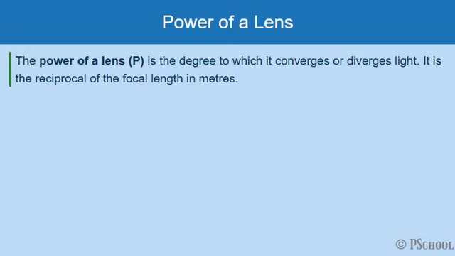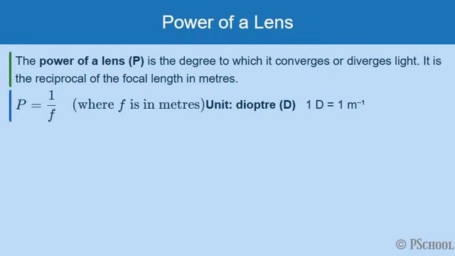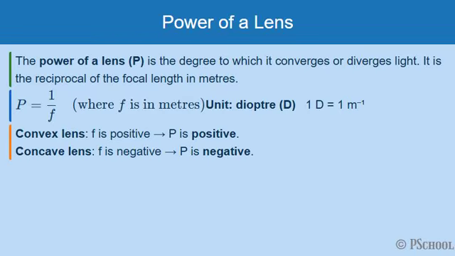The power of a lens P measures the degree to which it converges or diverges light. Power is the reciprocal of the focal length in meters, P equals 1 over F. The unit of power is the dioptre, symbol D. 1 dioptre equals 1 per meter. Convex lens, F is positive, so P is positive. Concave lens, F is negative, so P is negative.